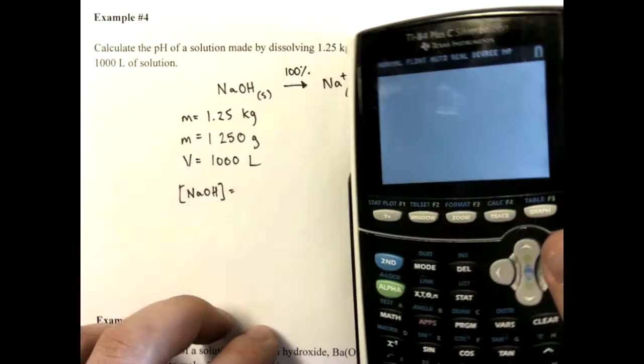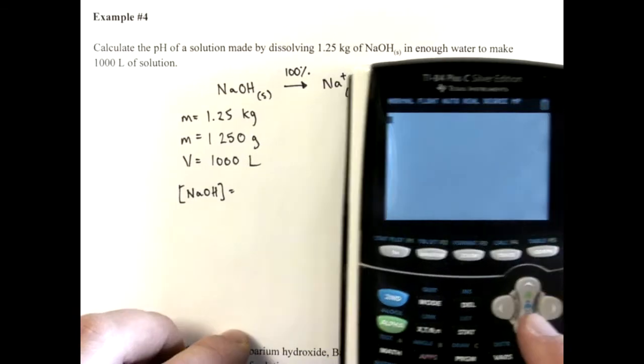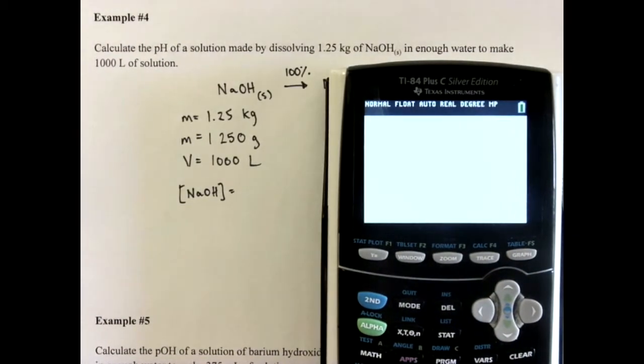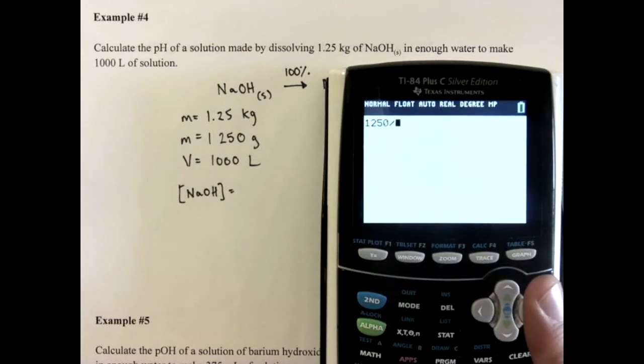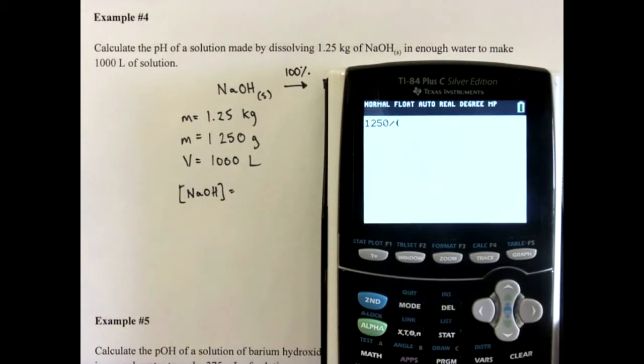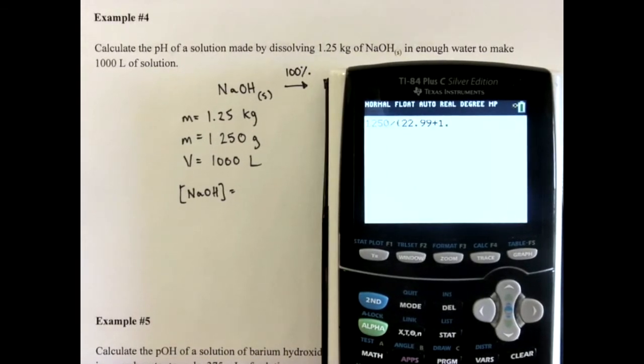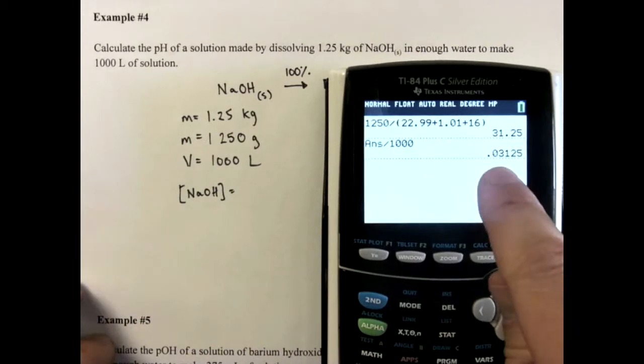so that means my concentration of sodium hydroxide is going to be moles per liter, so I need to do 1,250 grams divided by the molar mass of sodium hydroxide. And sodium hydroxide is sodium, 22.99, plus hydrogen, plus oxygen. So we get 31.25 moles, and we divide it by our volume, 1,000 liters, and we get that value there.